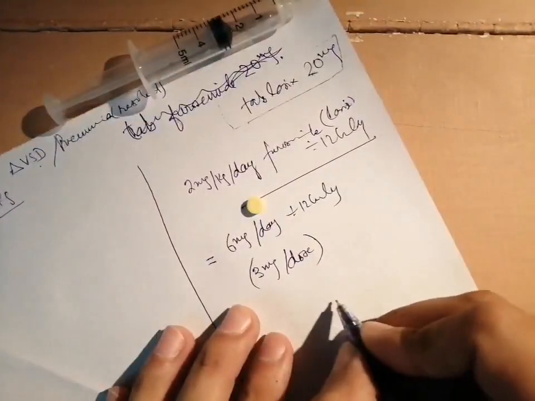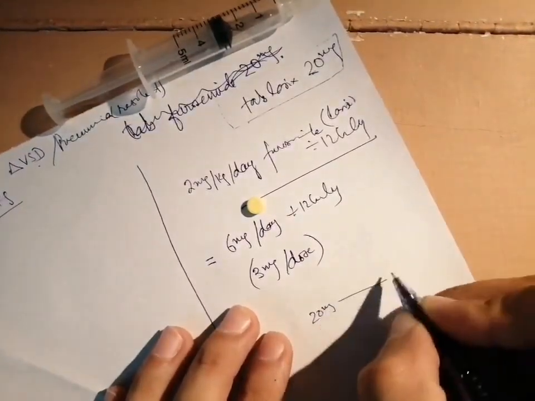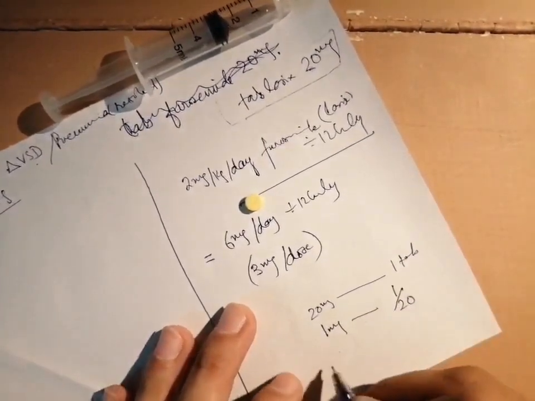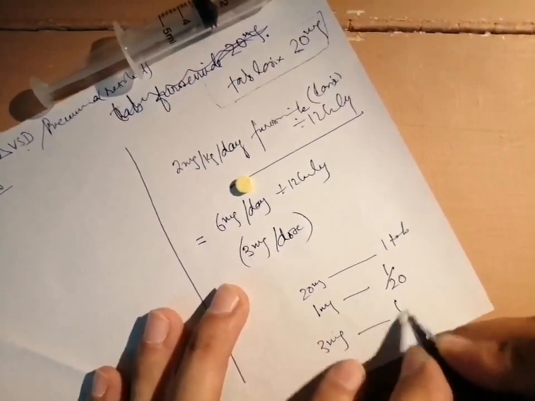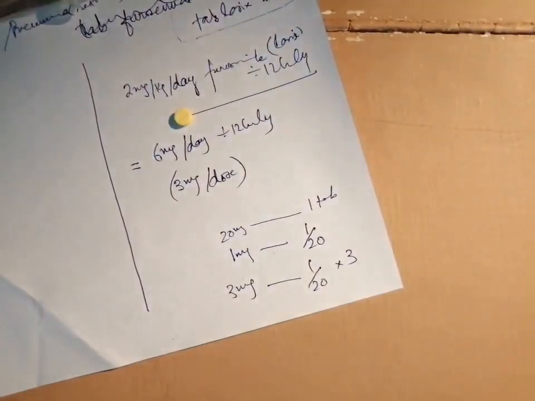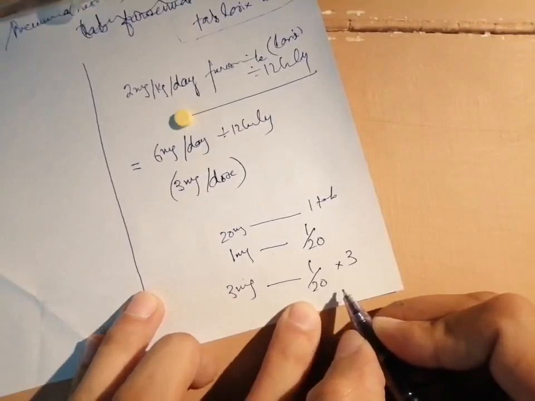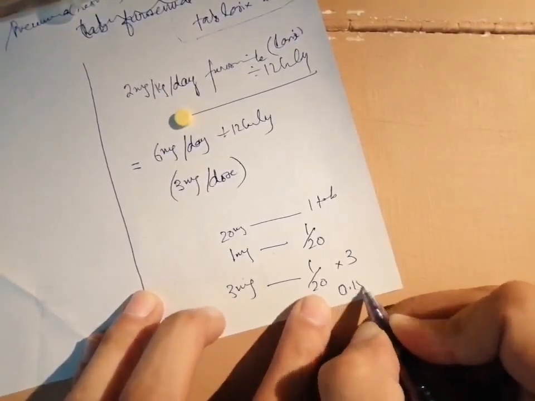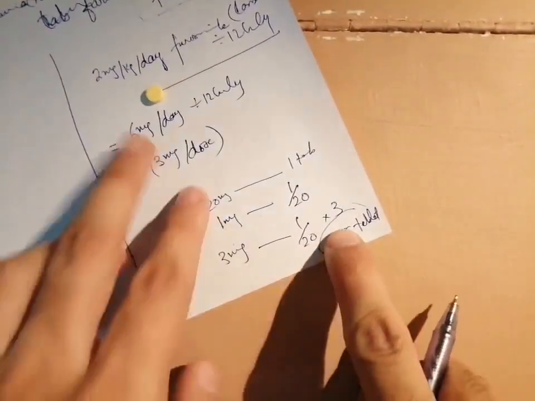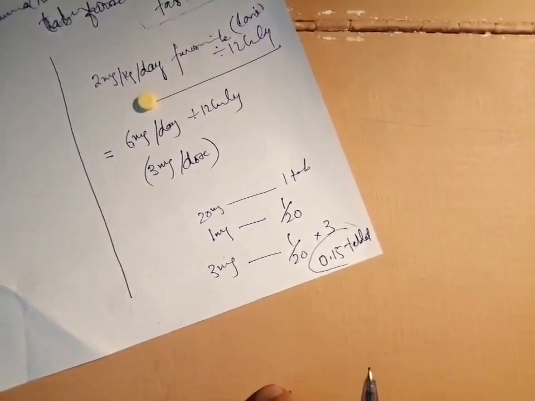If 20 mg is in 1 tab, then 1 mg is in 1 divided by 20, and 3 mg is in 1 divided by 20 into 3. On the calculator, 1 divided by 20 into 3, it is only 0.15 tablet. How would you tell the mother to give 0.15 tablet in the morning or in the evening?